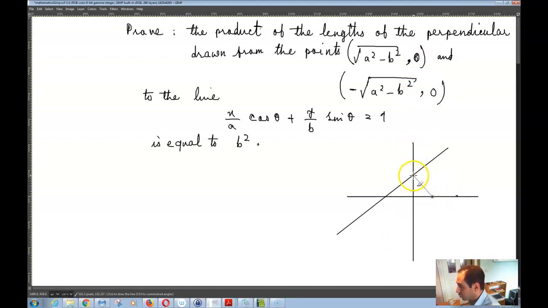And from this point I draw a perpendicular to this line. From this point I draw a perpendicular to this line. If I call this A and if I call this length B, then these are basically the coordinates of these 2 points, and this is the equation of this line, that basically A times B in this particular case is equal to, for example, b squared. So b squared is basically this product over here.